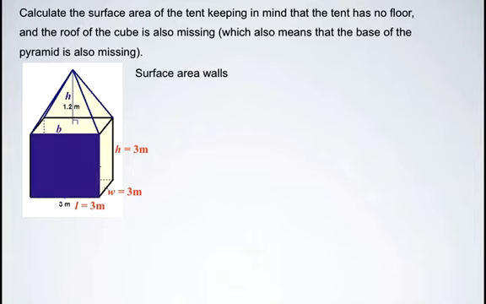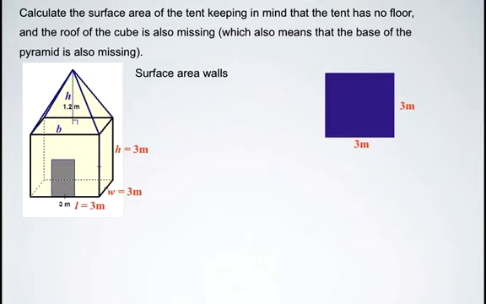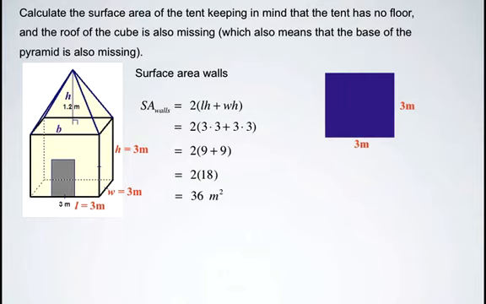So first let's calculate the surface area of the walls. Here we have a wall that's 3 meters by 3 meters. Our formula is 2 multiplied by length height plus width height. So making our substitutions and calculating, our answer will come to 36 square meters. So we know what the surface area of all the walls is now.